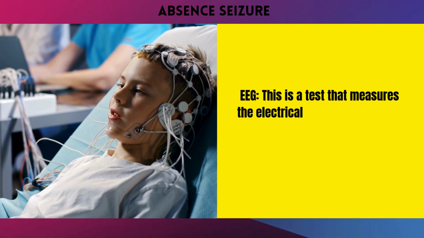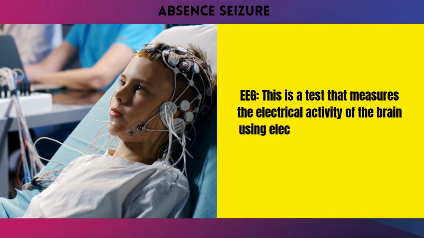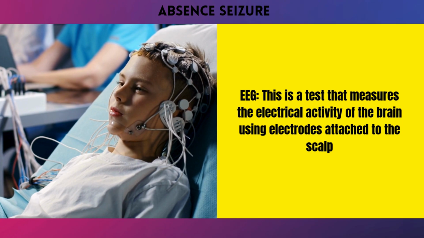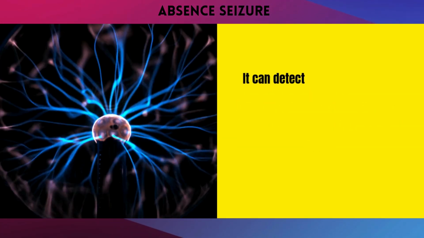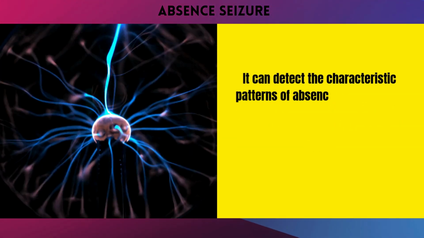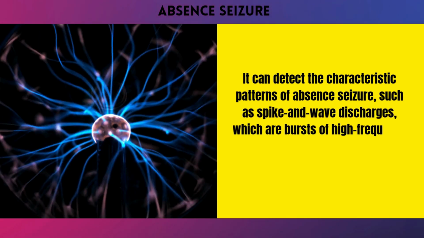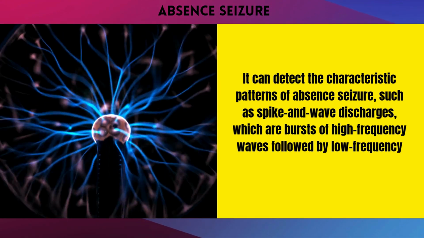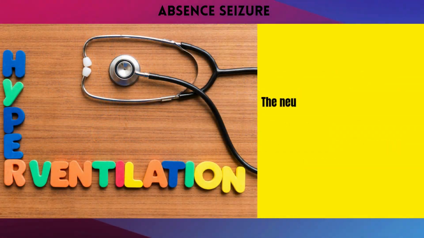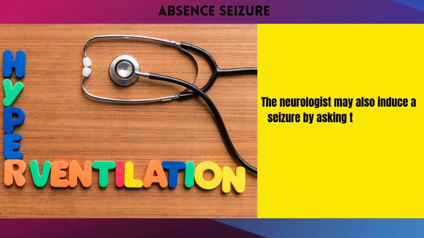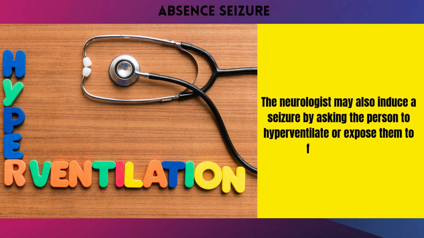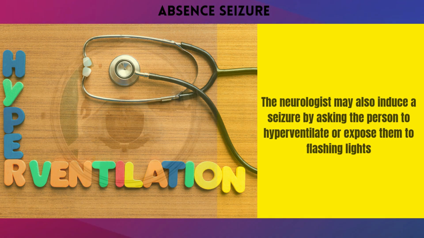This is a test that measures the electrical activity of the brain using electrodes attached to the scalp. It can detect the characteristic patterns of absence seizure, such as spike and wave discharges, which are bursts of high-frequency waves followed by low-frequency waves. The neurologist may also induce a seizure by asking the person to hyperventilate or expose them to flashing lights.